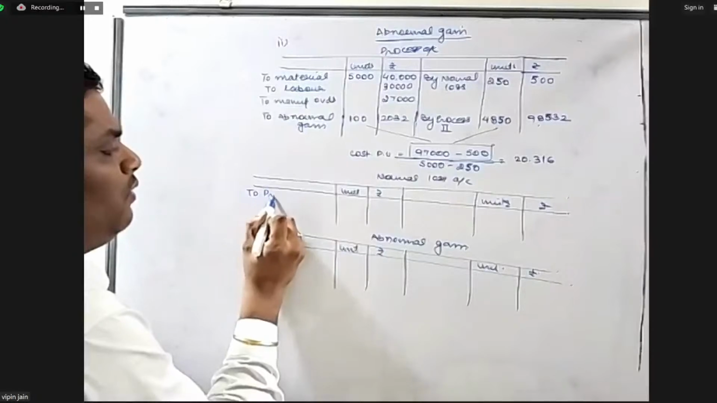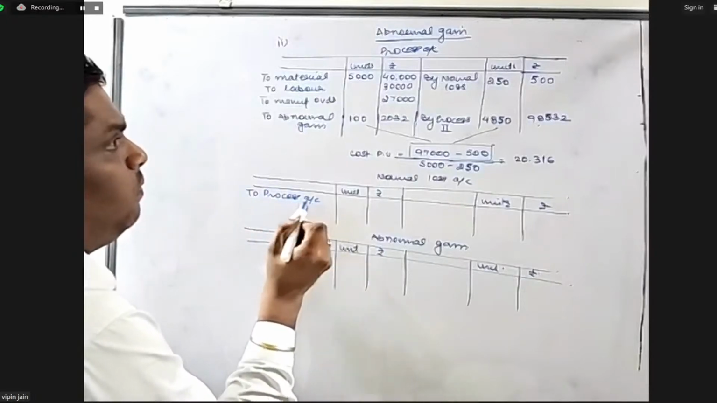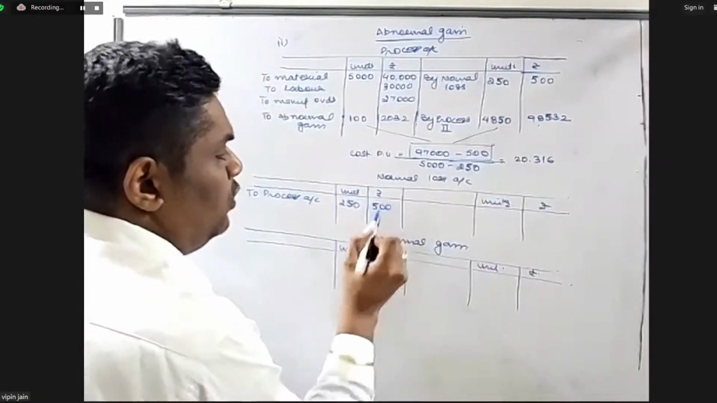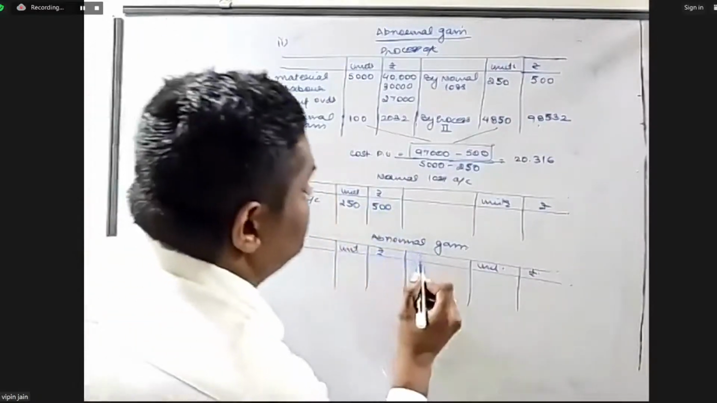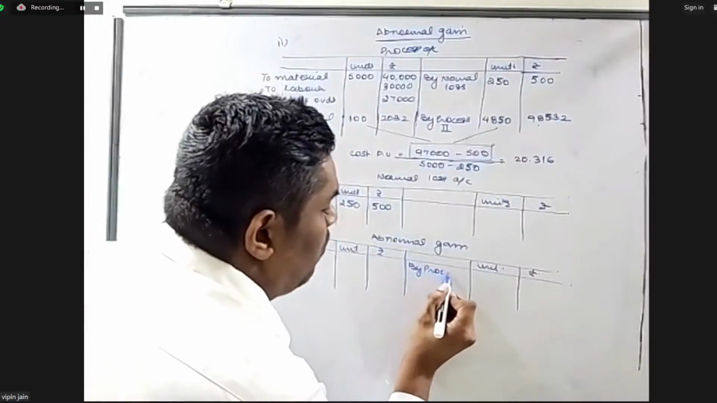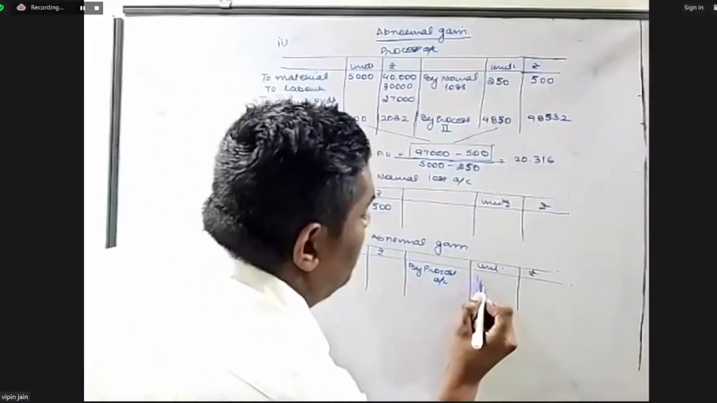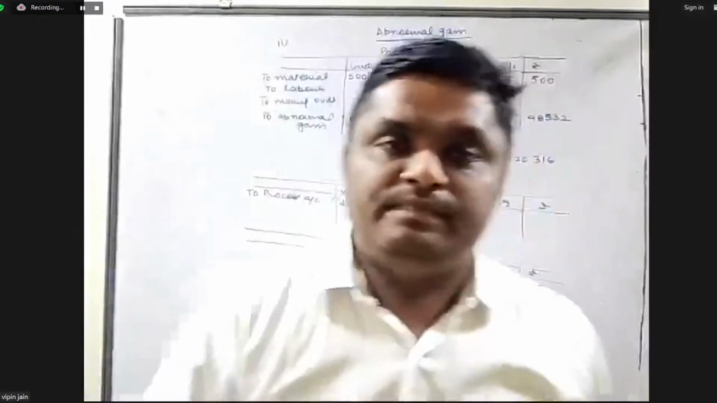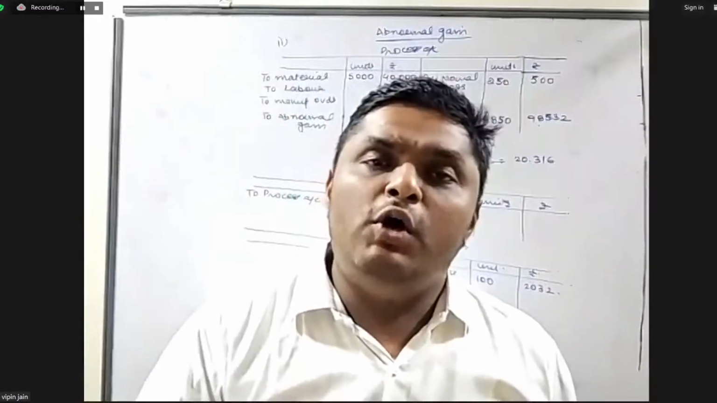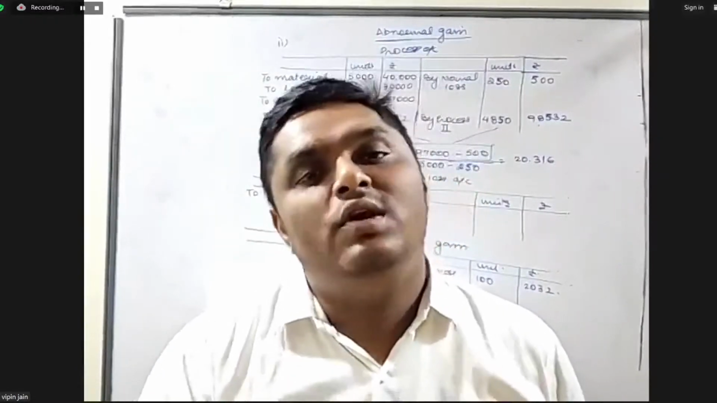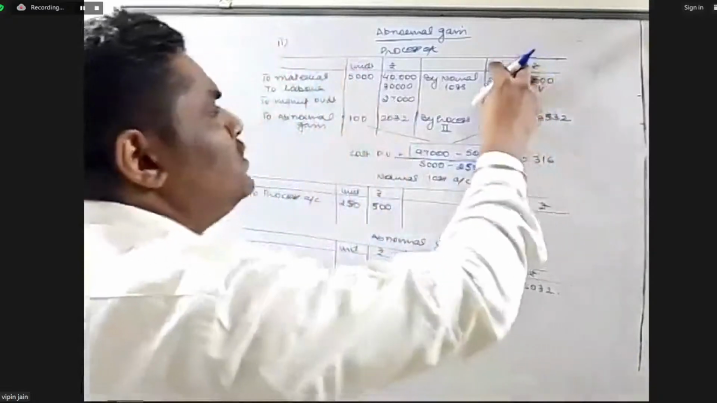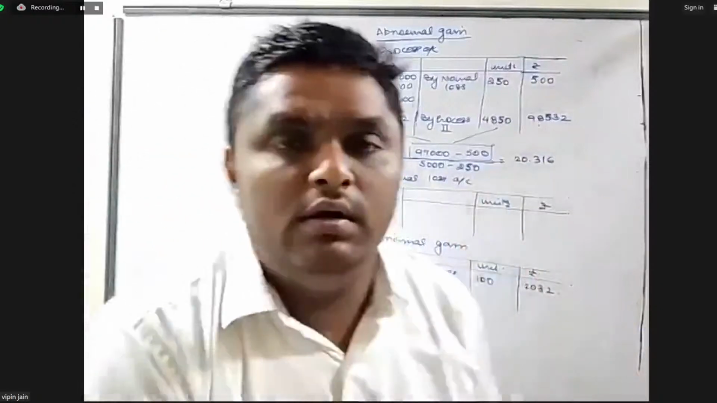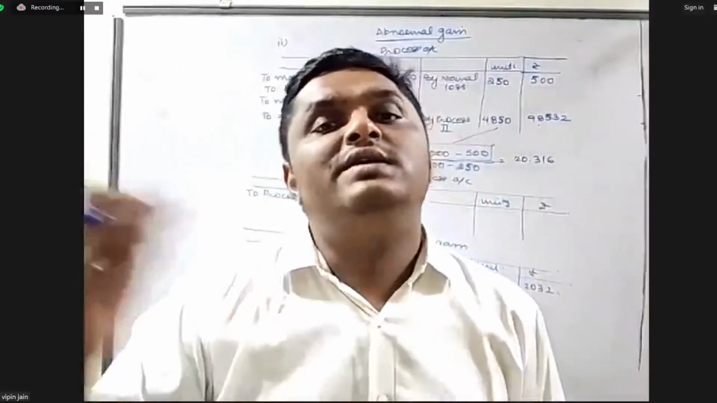Normal loss to process account, $250 and $500. Abnormal gain by process account, 100 and 203. Now guys, when talking about abnormal gain, we can also say that it is a saving in normal loss. See, we predicted a loss of 250 units. However, there is an abnormal gain of 100 units. It means what? Only 150 units are sold in the market.